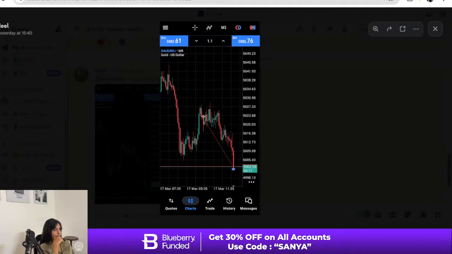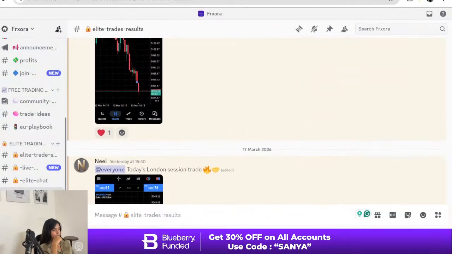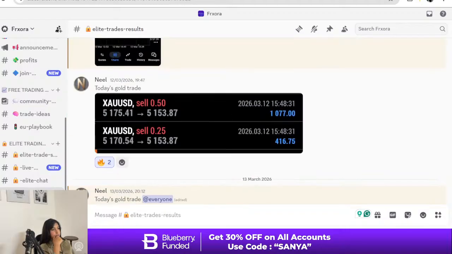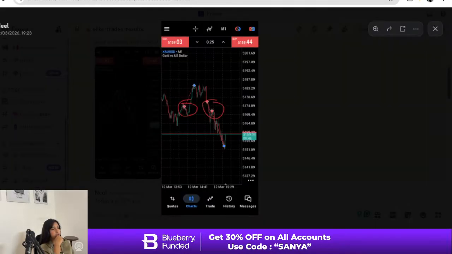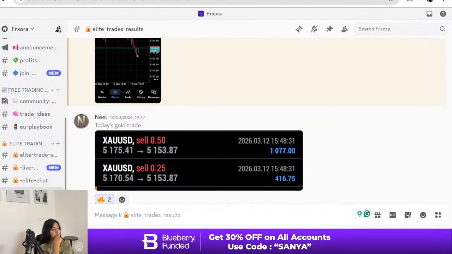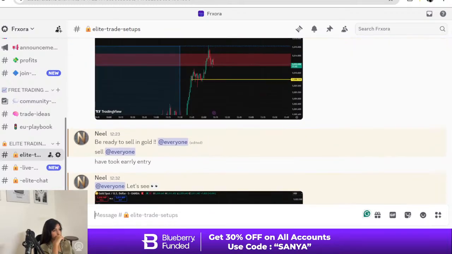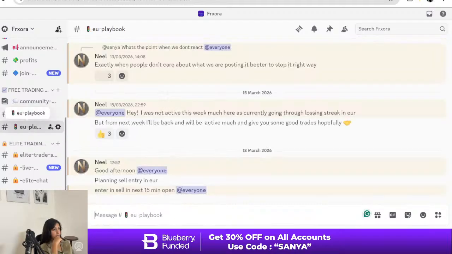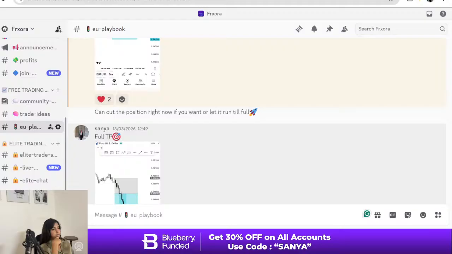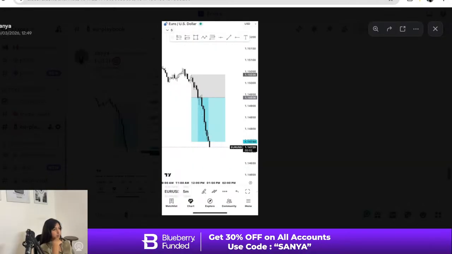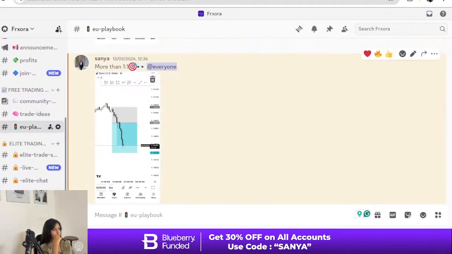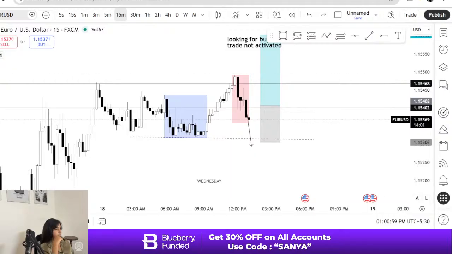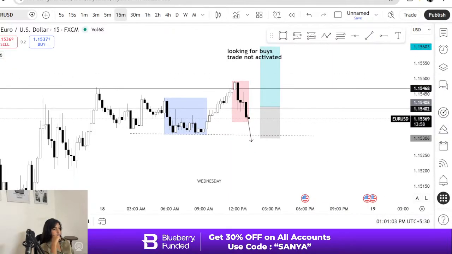If you want the gold setups actively, our analyst Neil posts the trades and execution. You can see today's gold trade profits, and here we have another position. In the trading setup, we are taking some setups today as well, pretty much about the gold. And in the EU playbook section, you'll get free trades from our side. Like on Friday, we captured this full TP on the live stream, and the other day we captured this. So let's see if we can get some kind of position today.